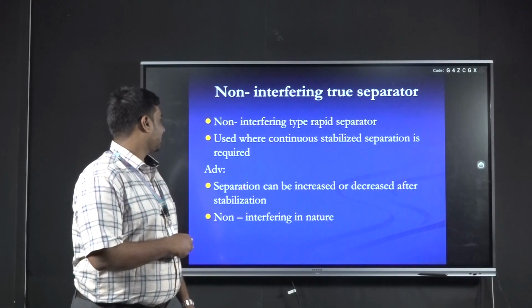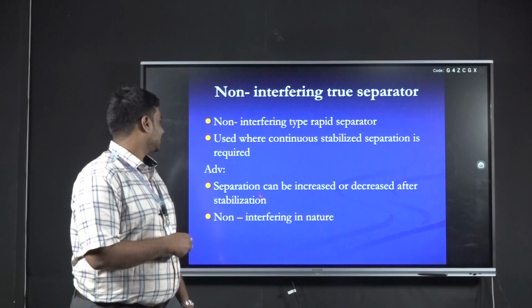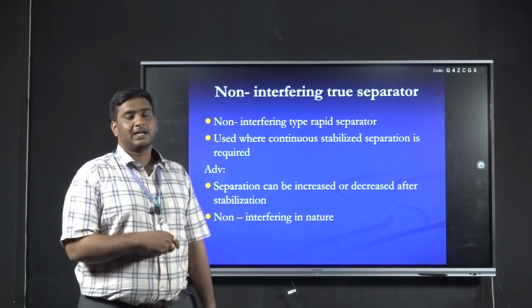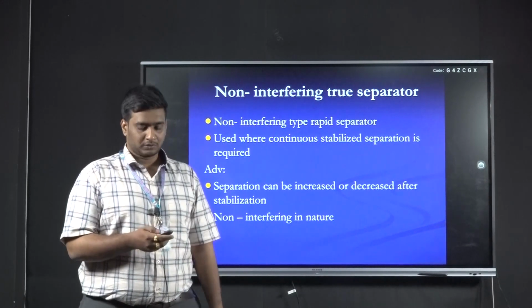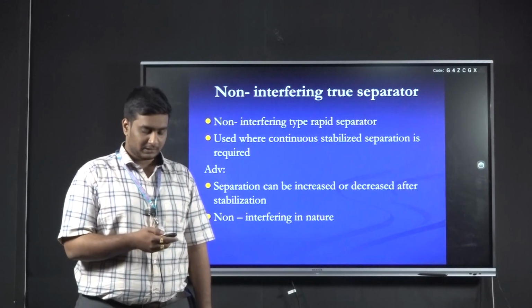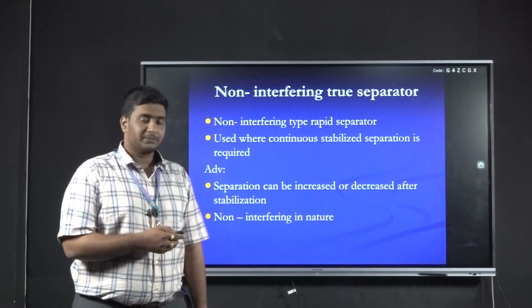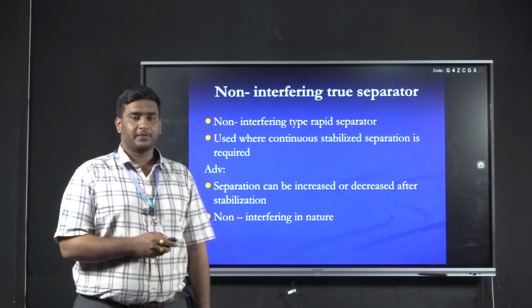The advantage is that separation can be increased or decreased after the stabilization, and as the name indicates, it is non-interfering in nature. So there will be no large bows, so there will be easy placement of the matrix. So this is the difference between the Ferrier double bow and the non-interfering device.